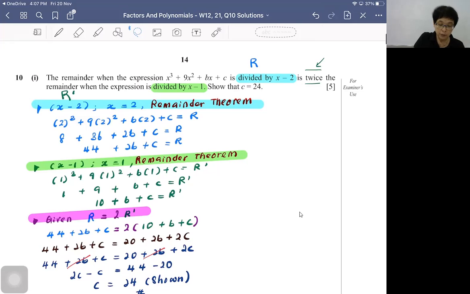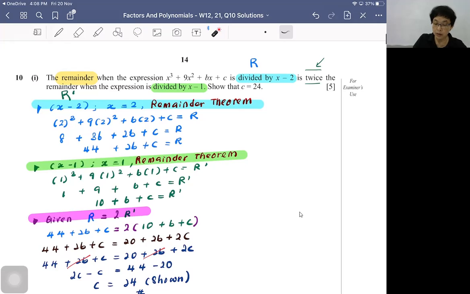Okay, we're going to look out for a few keywords. The remainder. This is the word that you want to identify and pay attention to. With the word remainder, you know that you're going to use remainder theorem. The remainder, when the expression is divided by x minus 2. So we know that when the expression has been divided, you're going to get a remainder. For this case, we're going to notate it as capital R.